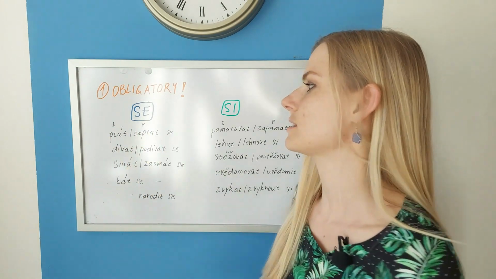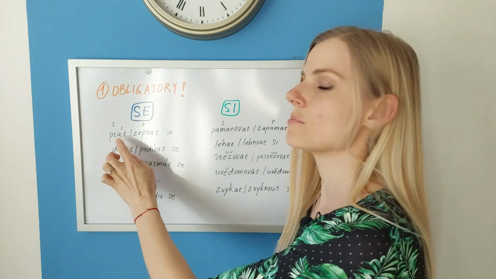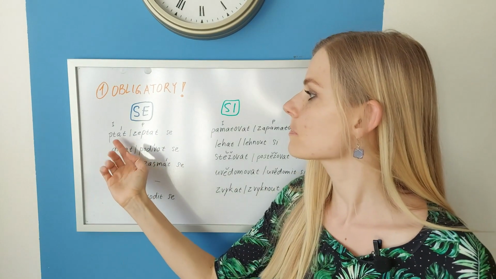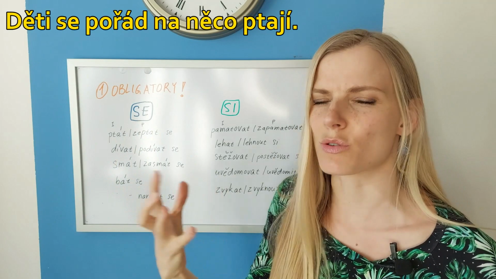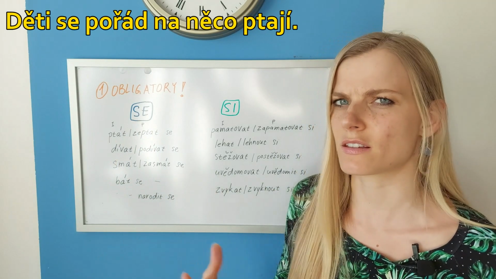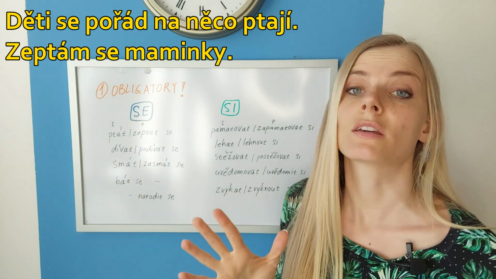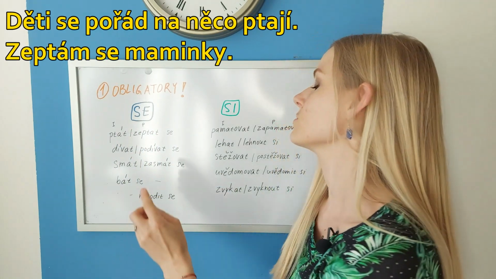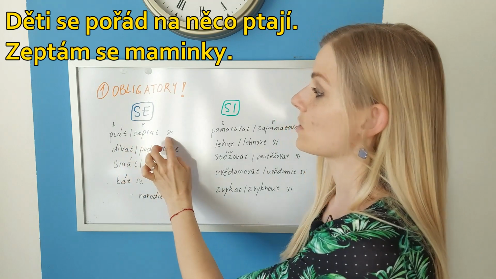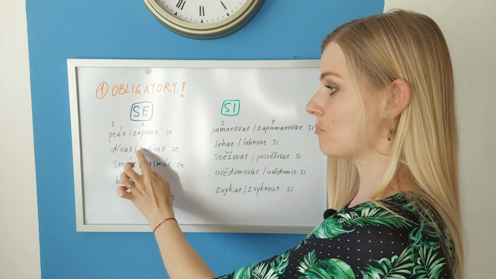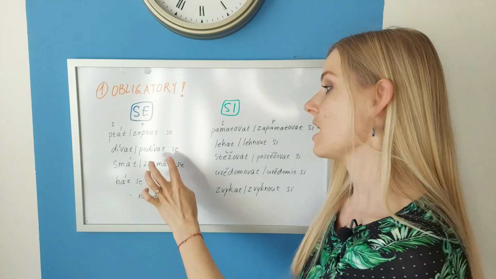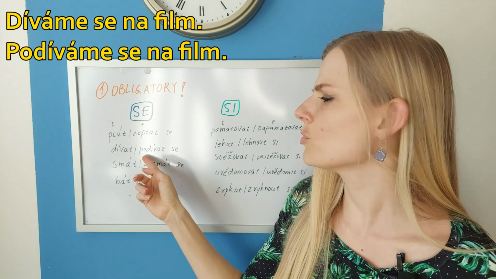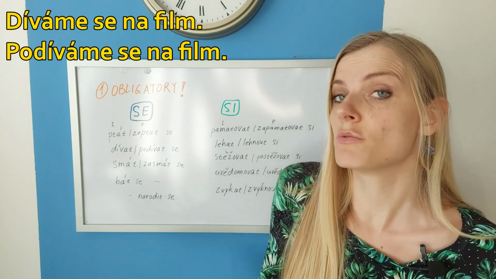Ptát se and zeptat se, to ask. Ptát se is imperfective, zeptat se is a perfective verb. For example, děti se pořád na něco ptají. Children always ask something. Zeptám se maminky. I'll ask my mom. And again, you cannot use either of these verbs without se. Dívat se, podívat se. To look or have a look. Dívám se na film. I'm watching a movie. Podíváme se na film. We will watch a movie.